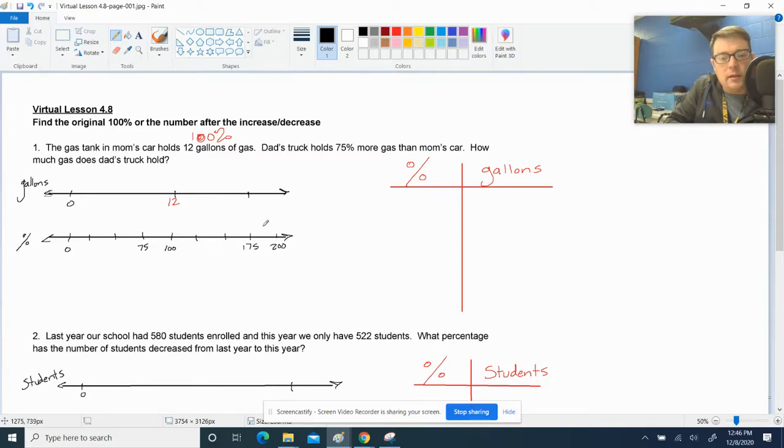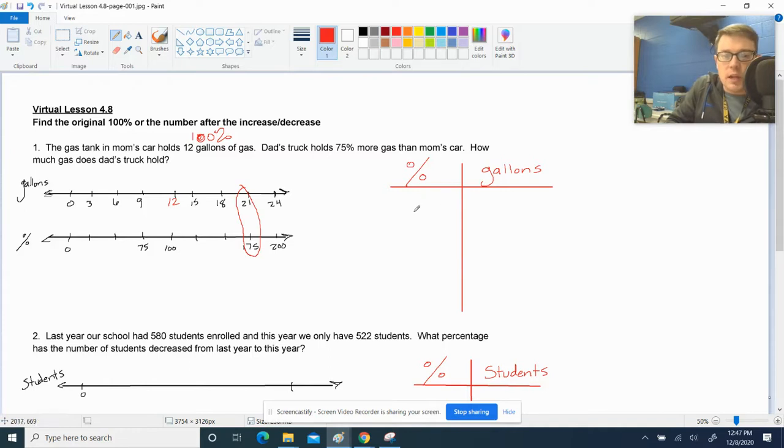This is how much dad's truck is going to hold, because it's going to hold more than 12. We don't want to go back to 75, right? We want to go up, and every time that we go somewhere on this particular number line, because we have cut it up into quarters, 12 divided into quarters is skip counting by threes. 3, 6, 9, this one would be 15, this would be 18, and our answer would be 21. Because if dad's was 100% more, that would be doubling it at 24. That makes sense also. So that's one way to use the double number line to answer a question like this. 75% more than 100 is 175.